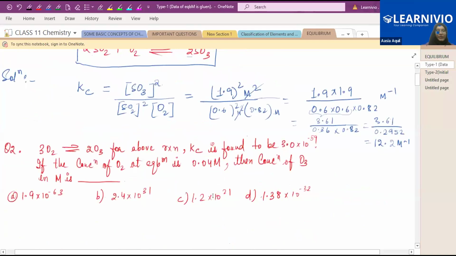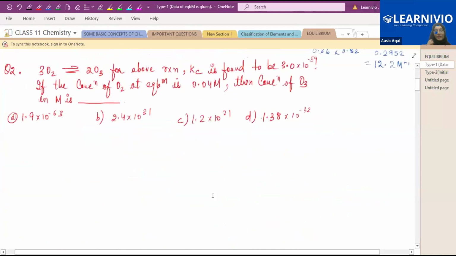Okay, let's move to the second question. This is the equation: 3O2 is converted into 2O3. For the above reaction, Kc is found to be this. In this question, Kc is given. The Kc value is 3 into 10 raised to the power minus 59. Now, if the concentration of O2 at equilibrium is 0.04 molar, then the concentration of O3 in molar will be. There are four options, A, B, C, or D. So let's see how to solve this question.